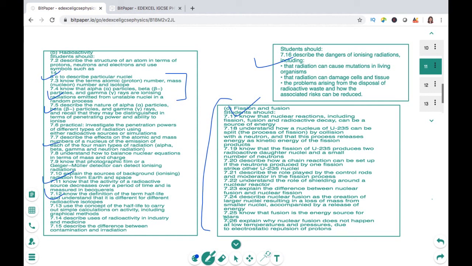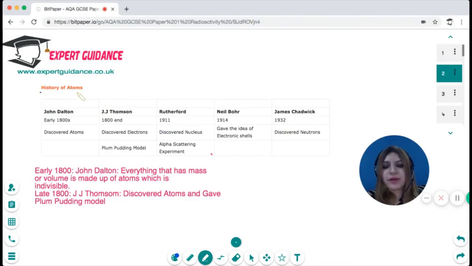So let's begin. If you remember, the history of the atom began with John Dalton in 1800. He discovered atoms and said that everything that has mass and volume is made up of atoms, which are indivisible. But then came J.J. Thomson, who in 1800 discovered electrons and gave the plum pudding model.